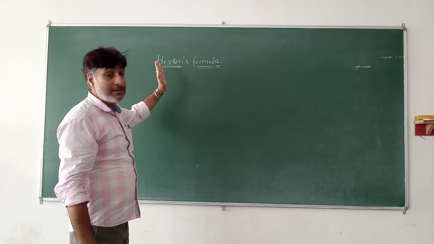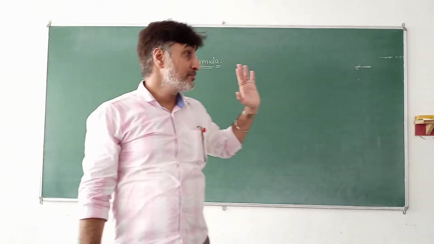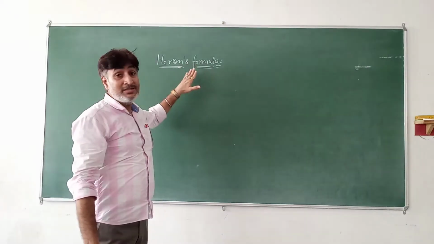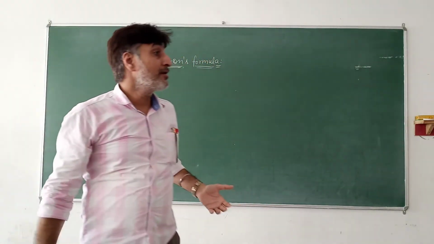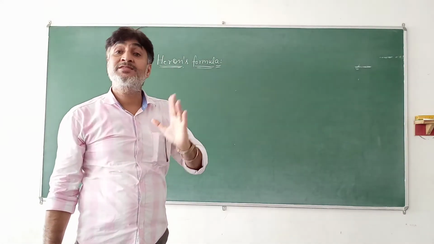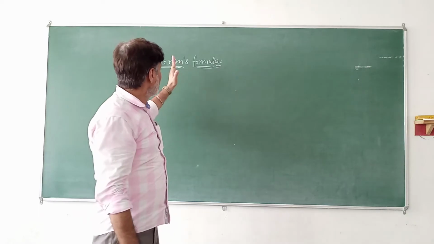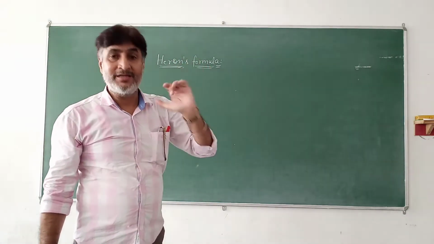Today we will learn chapter 12, Heron's formula. This formula is basically used for finding the area of a triangle when the lengths of all three sides are given. Before discussing Heron's formula, let us discuss area.